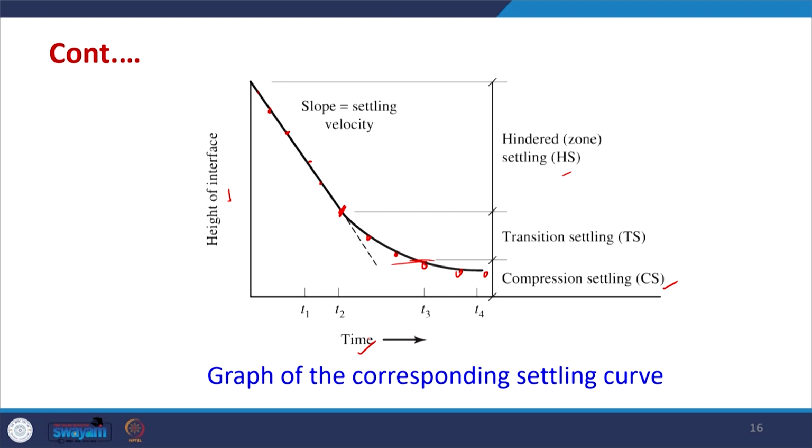So, today we will end the lecture with this. We will continue with this curve in the next lecture, and from that we will find out the area of clarification and the area of thickening, and how this can be used for finding all those parameters. Whichever area is higher is used for actually designing a sedimentation basin where hindered settling is occurring more as compared to discrete settling.